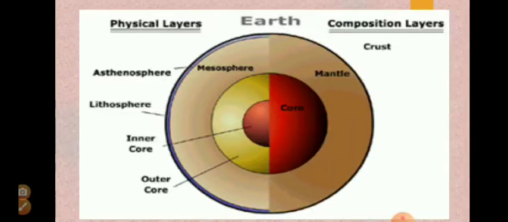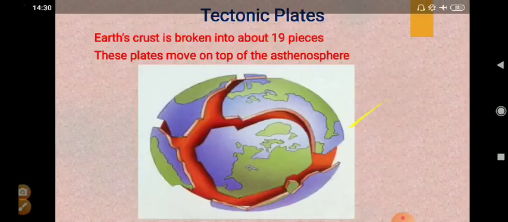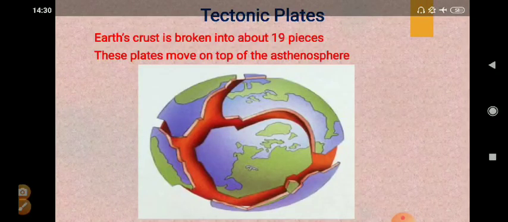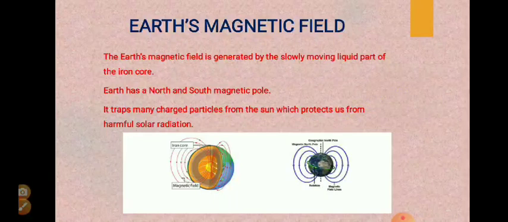These are the physical layers: crust, mantle, and core. We can see the layers in combined form: continental crust, oceanic crust, lithosphere, mesosphere, solid inner core. The Earth's crust is broken into 19 pieces. These plates move on top of the asthenosphere. So thank you.